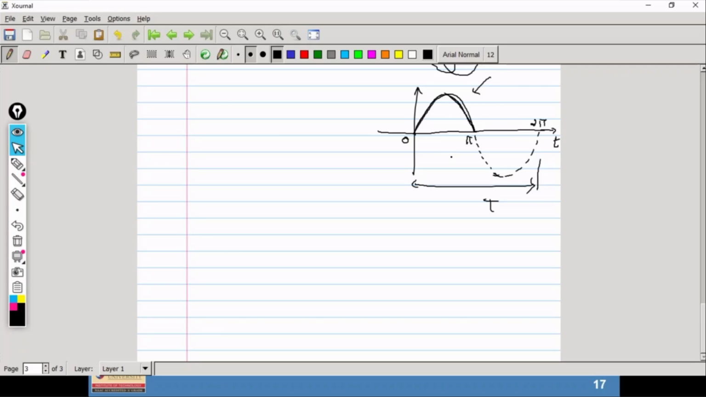Fine. So here we can also write an expression of I RMS is equal to root mean square, under root of integrating from 0 to pi, because here we are only considering this area 0 to pi.